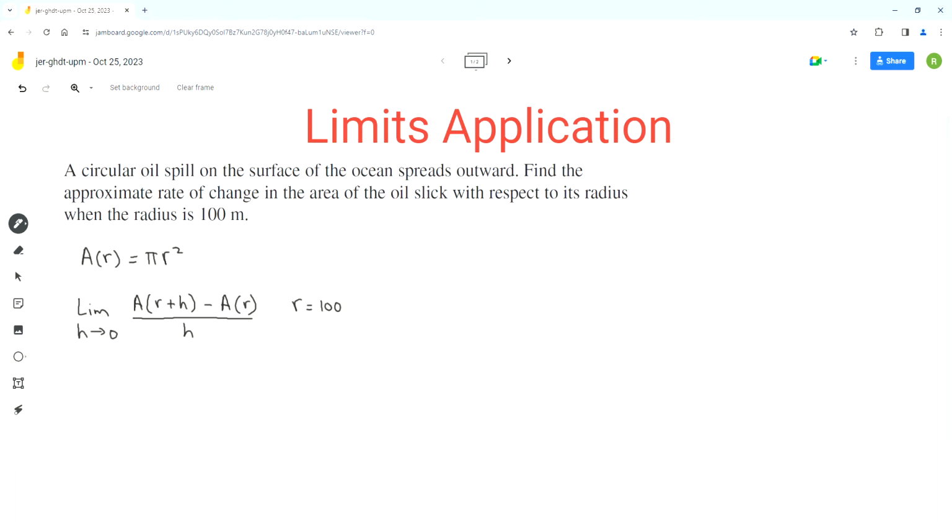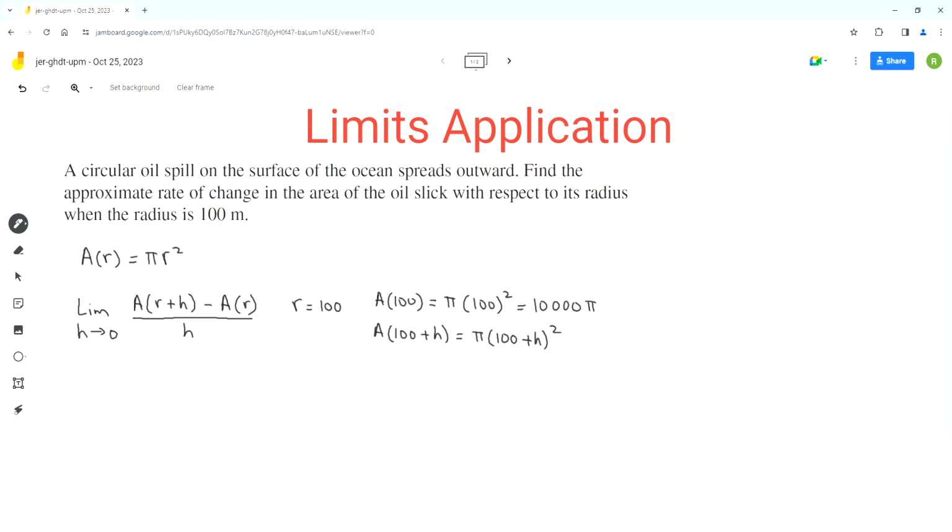Now we have to find the expressions for A(100 + h) and A(100). So A(100) will be equal to π times 100 squared, which will be equal to 10,000π. A(100 + h) will be equal to π times (100 + h) squared. And we can simplify this expression.